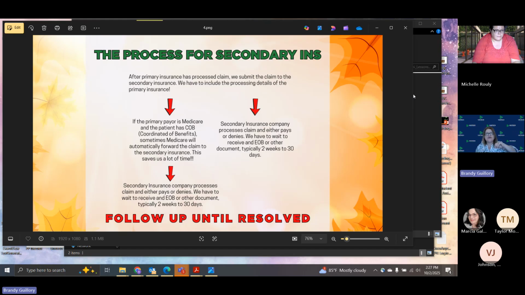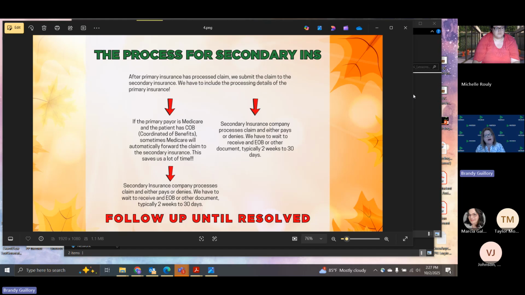Instead of waiting for whatever Medicare says, processing that, fixing the secondary claim and sending that all off, Medicare just processes it and sends it for us. And then bam, it's done for us. We don't have to spend that time doing that. So that's the great thing about if they have Medicare as primary and they coordinate their benefits.